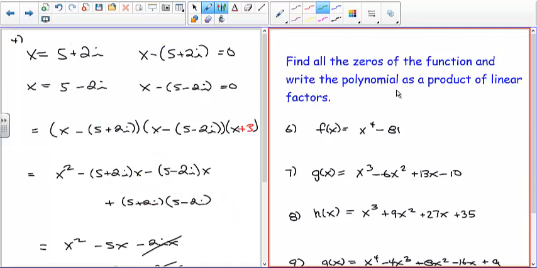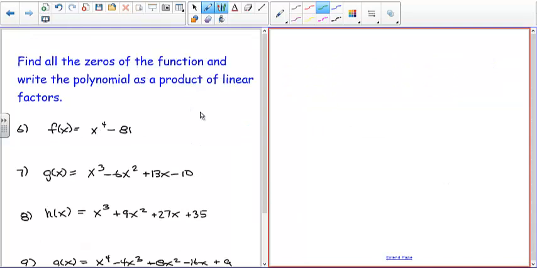Okay, find all the real zeros of the function and write the polynomial as a product of linear factors. In this case, they're not giving us any help. So we kind of have to think about what's going on here. So let's use some of the stuff we've learned previously. This doesn't have any intermediate terms.